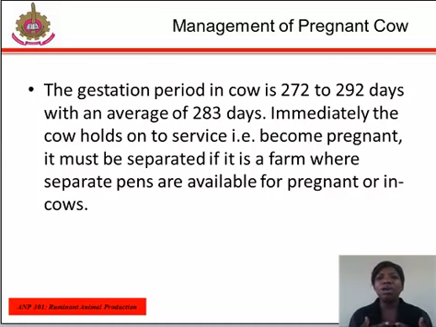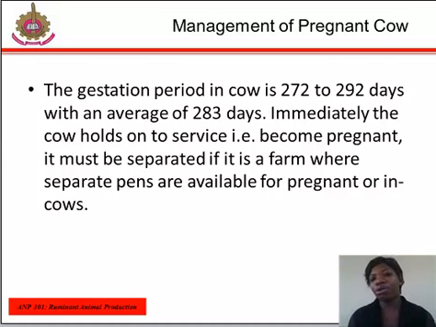Immediately the cow holds to service, it becomes pregnant, and it must be separated if it is a farm where separate pens are available for pregnant cows. Otherwise, it must be kept under the watchful eyes of the attendants to prevent fighting or any action that can lead to abortion.